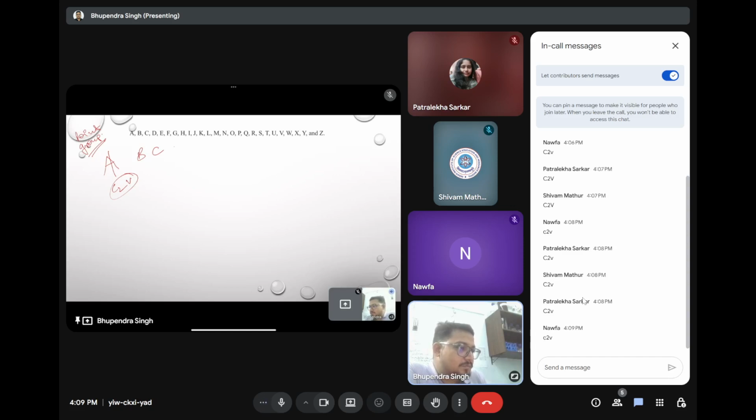Now let's move to D. What is the point group of D? Someone is saying C2V. Yes, it is C2V. Find the point group of E. Yes, it is C2V. Everyone is saying C2V, I'm writing it here.